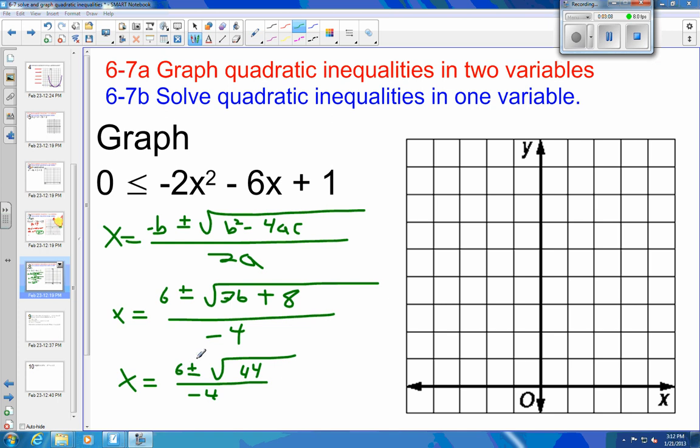So I'm going to go 6 plus the square root of 44, and I'm going to divide that by negative 4, and I get x is going to be equal to negative 3.16-ish, or 3.2. I'm really not going to be able to graph too much closer than 3.2 on this graph. And then if I do the other one, I'm going to do 6 minus the square root of 44 divided by negative 4. And I get this is going to be equal to 0.16-ish.